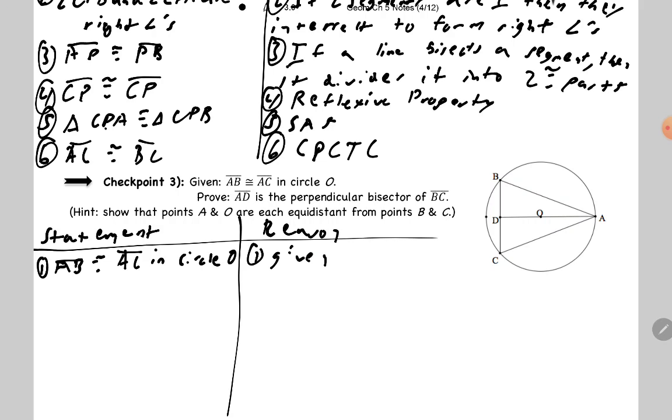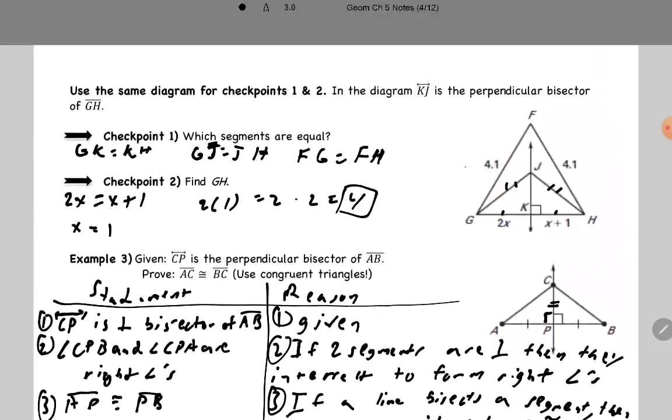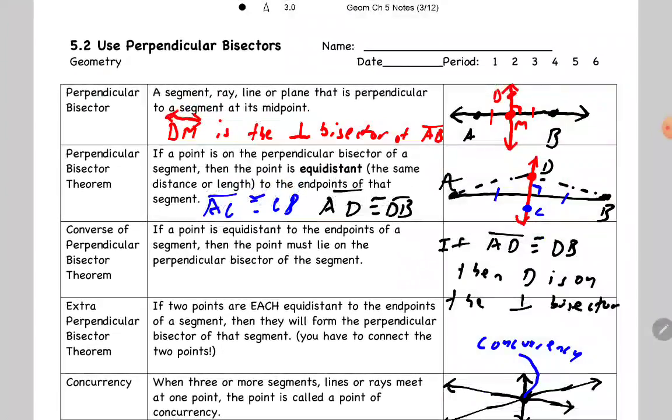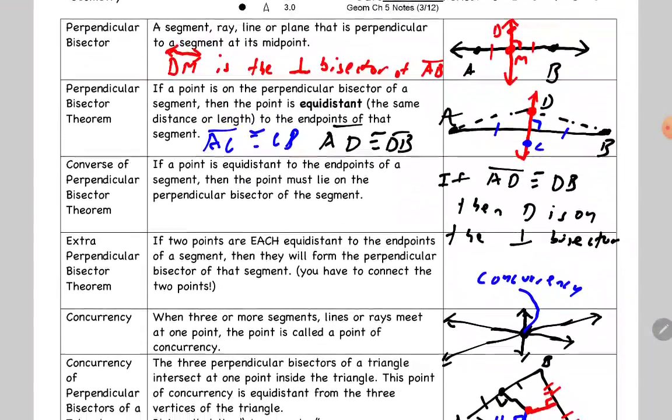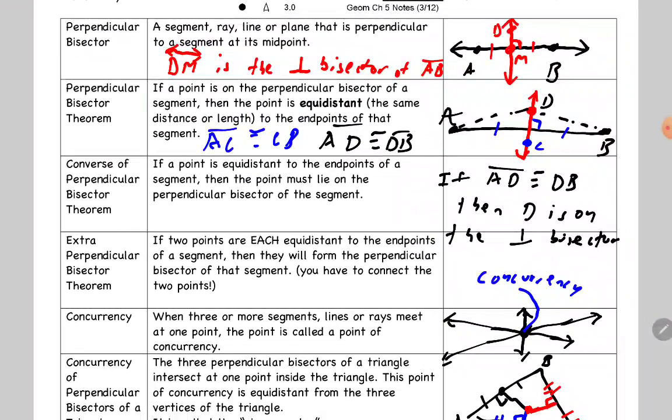Okay. So what do we need to show? Let's go back to our theorems here. So perpendicular bisector. So we need to show either that it creates right angles and divides the side in half, or divides the thing in half. Or we can show, let's see, if a point, what can we show here?